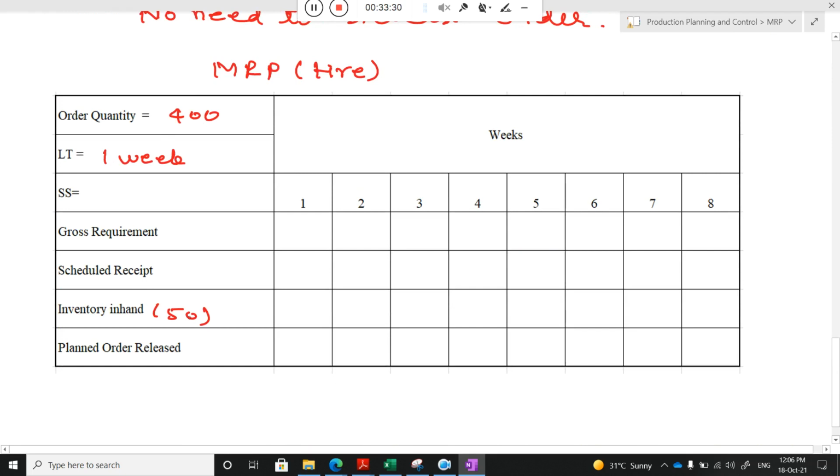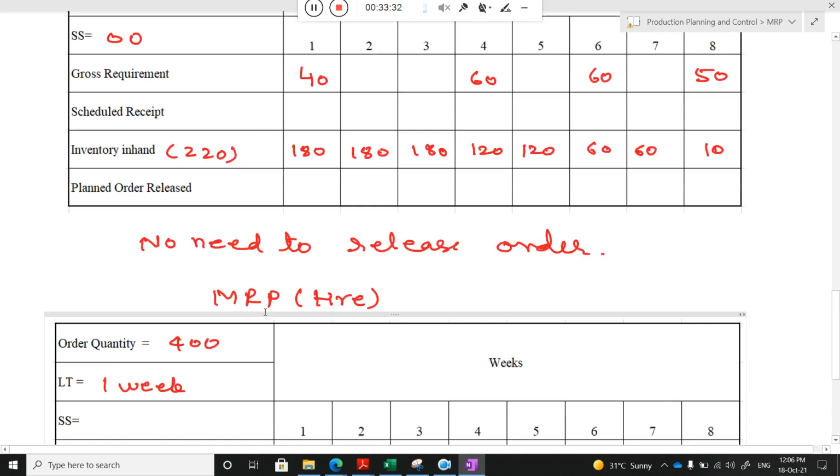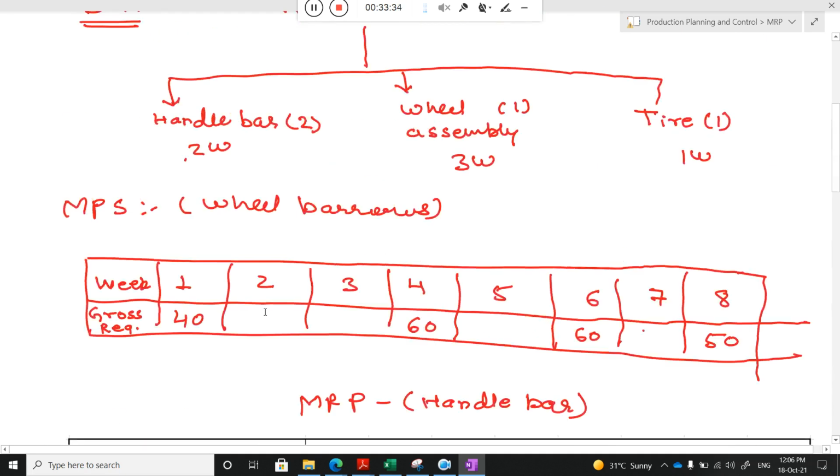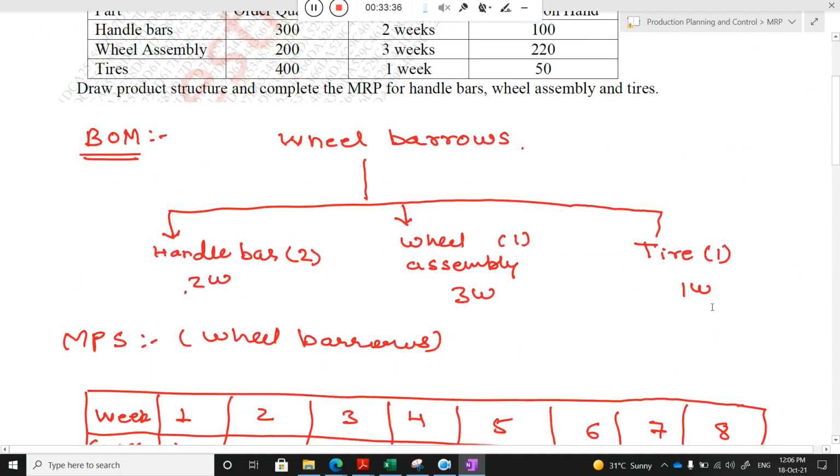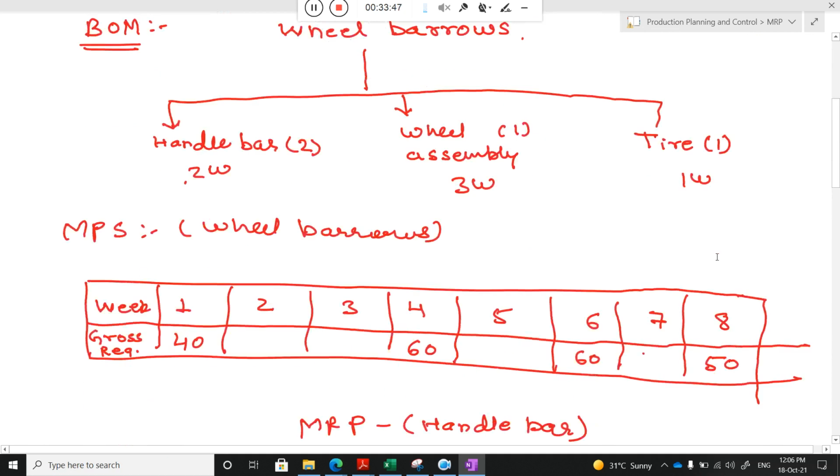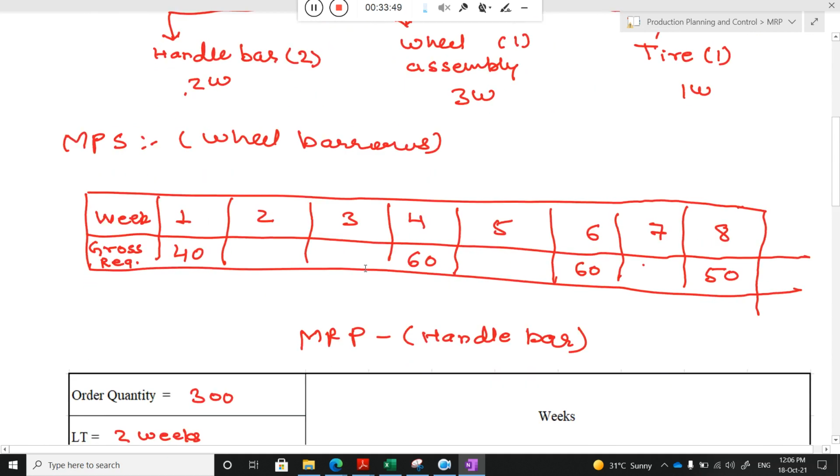Now, what is the requirement? Again I go to the bill of material, the BOM, and there the quantity needed for making a wheelbarrow is 1 only. So if the wheelbarrow requirement is 1, the requirement of tire is also 1, so it is exactly proportional, an equal requirement.